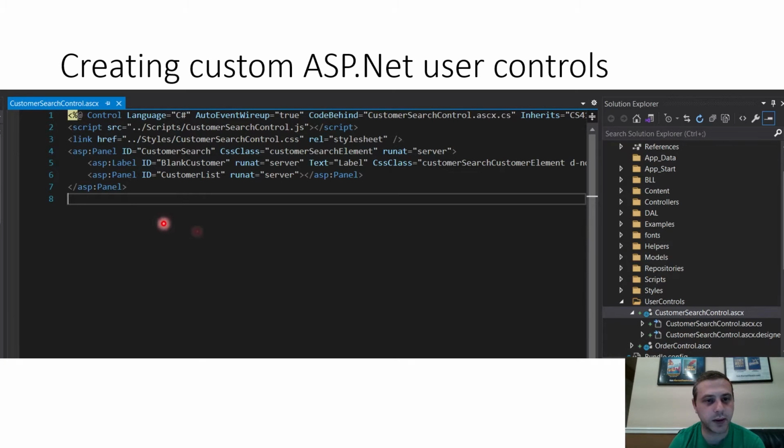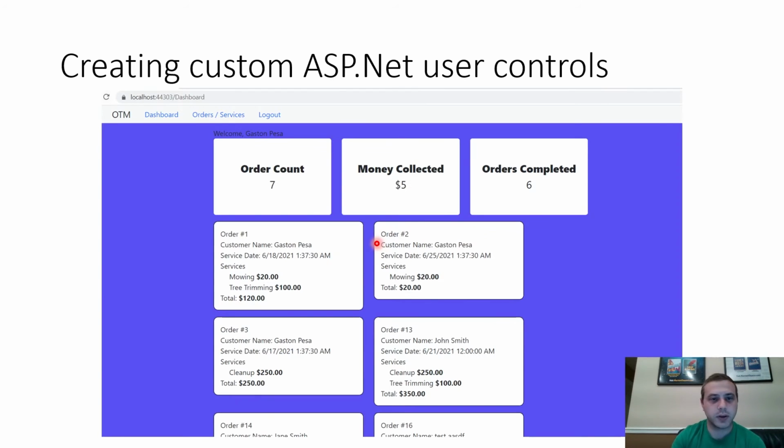And this is what that user control looks like. This customer search control is what it looks like in the front end. Now here you can see that I have another control, the orders control, if you remember, and this is what it looks like. You can see that it's all standardized the way that it looks. Each one of these contains an order number, the customer name, the service date, and then services with a little indentation here, and then the total.